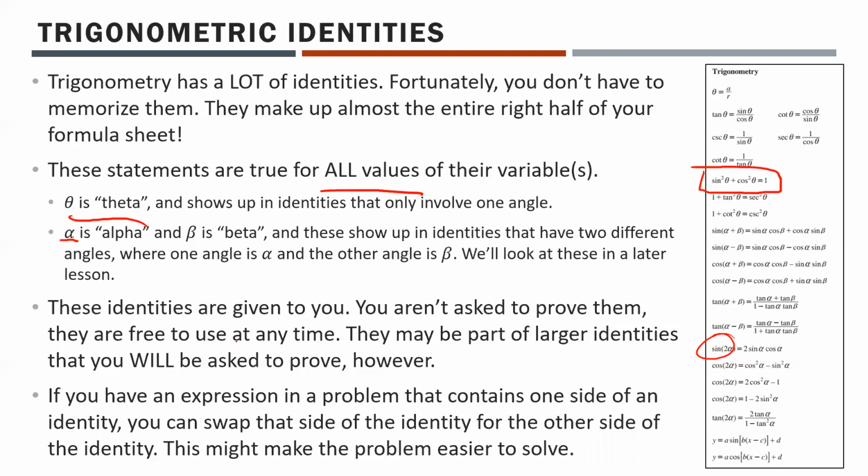It's just the way your formula sheet was made. Anyway, again, as I mentioned, these identities are given to you. You won't be asked to prove them. They may be part of larger identities that you will be asked to prove. However, we'll get into that more tomorrow.